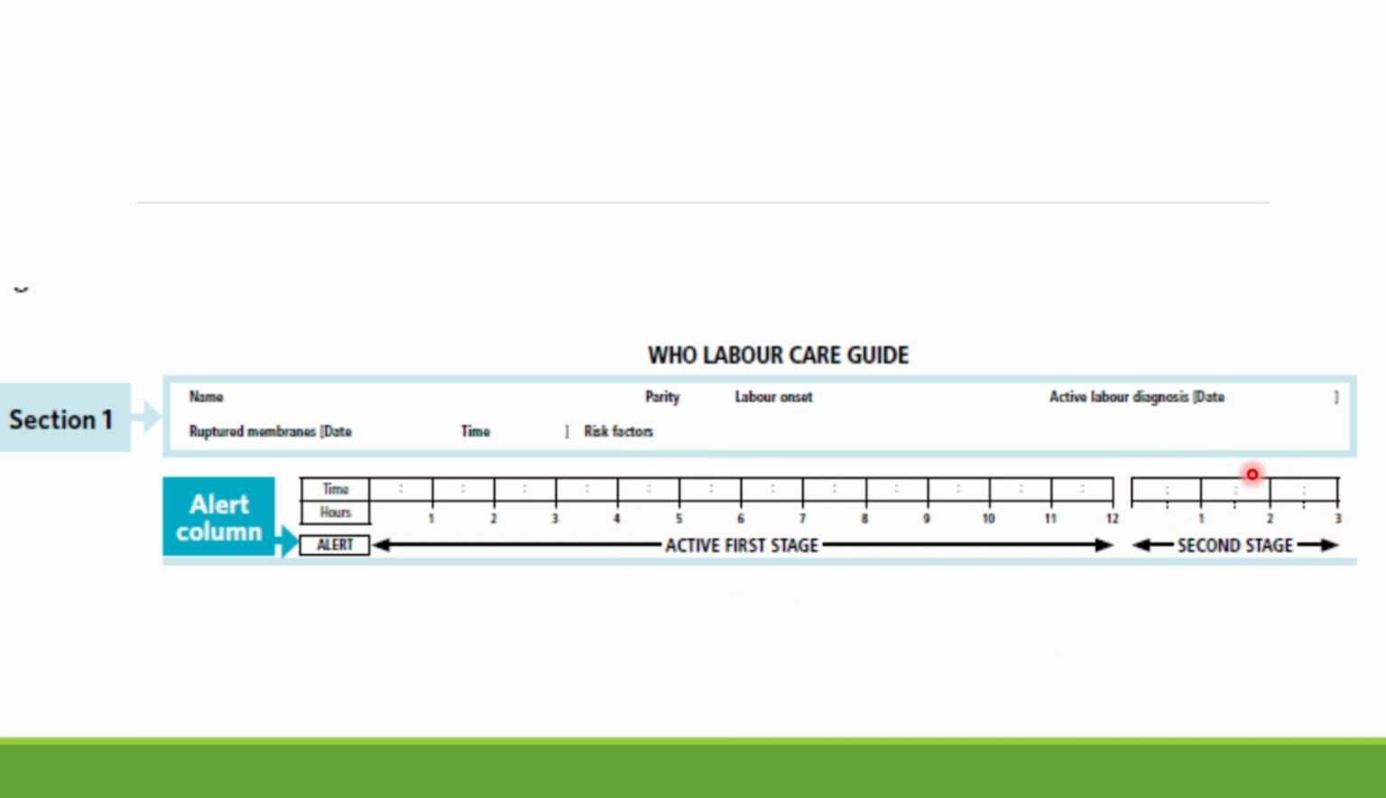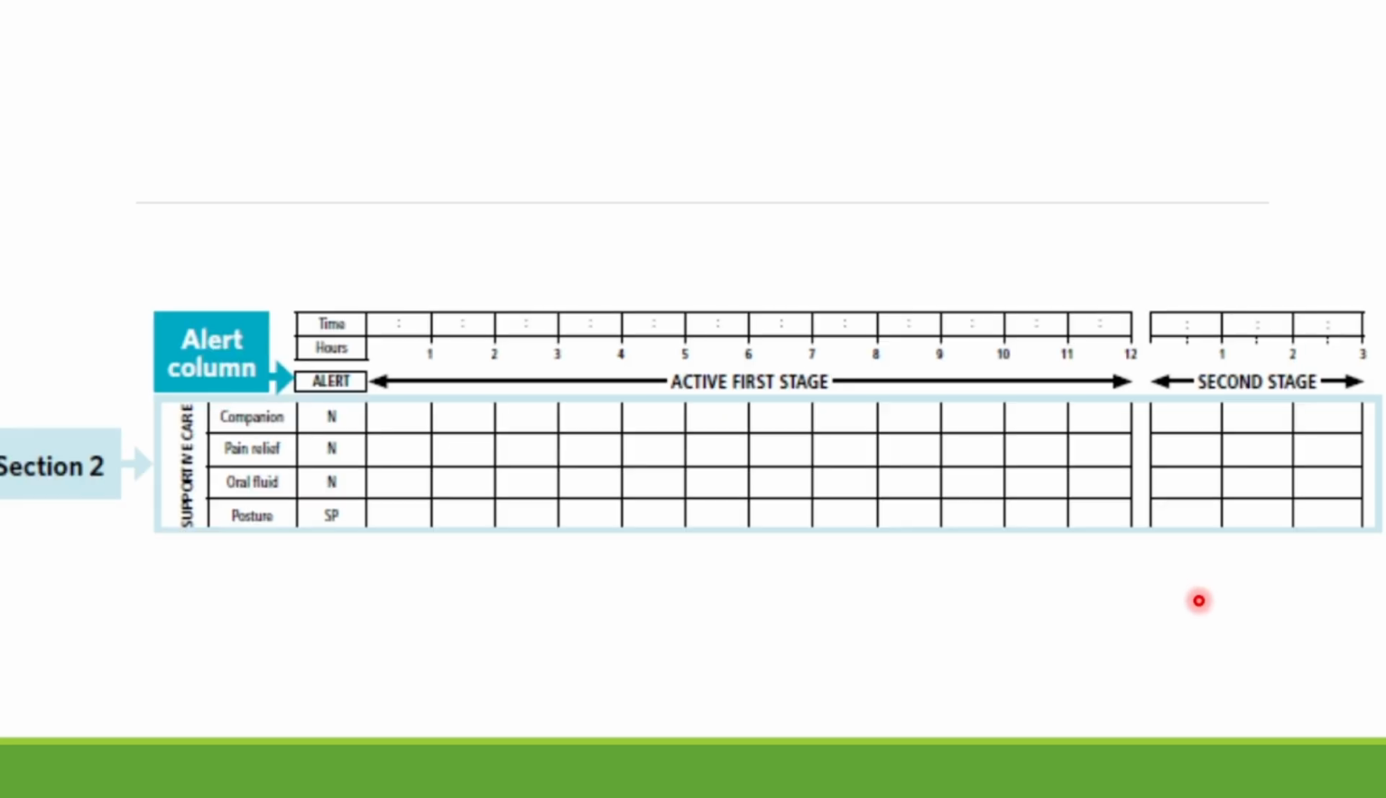This is the fourth difference from the WHO partograph. The WHO partograph contains no second stage of labor, only the first stage. This is the alert column, and it applies to the whole graph for all 7 sections, so that anything abnormal here we should encircle with red.